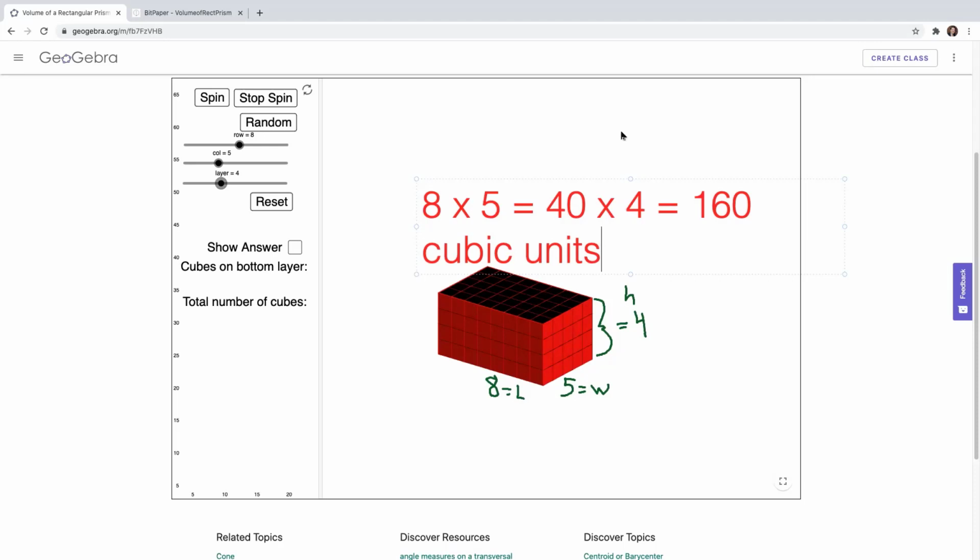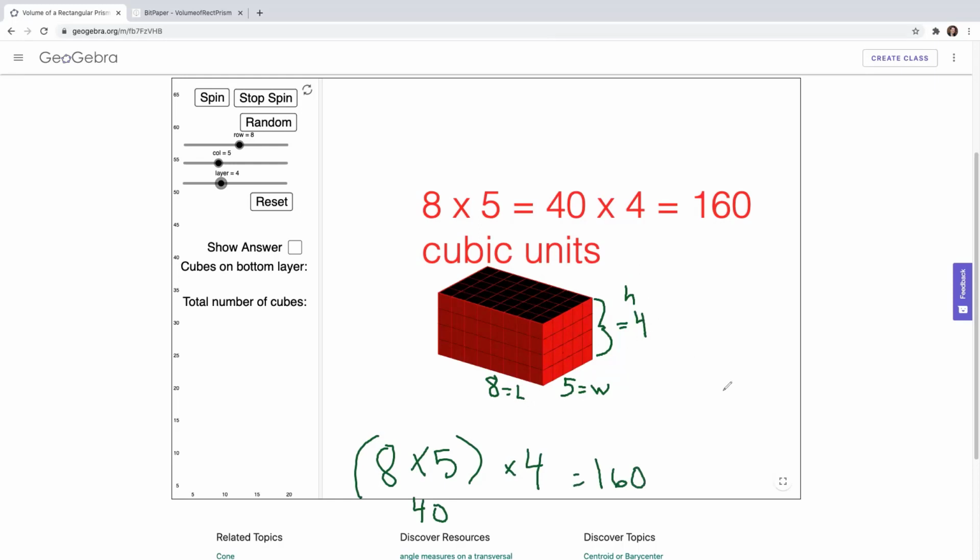So to find the volume of any rectangular prism, there are a couple different formulas. One is that you can multiply the length times the width. That will get you the area of your bottom layer, and then you can multiply that by the height, or you can just multiply all 3 numbers at the same time, 8 times 5 times 4. So first I can multiply 8 times 5, which is 40, and then multiply that product by 4, which is 160.